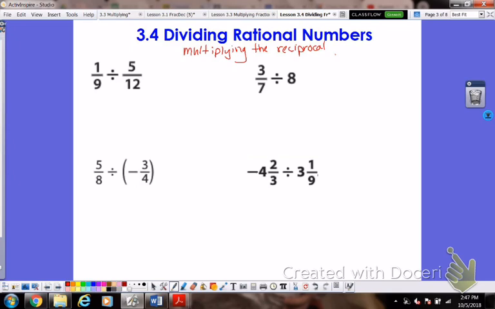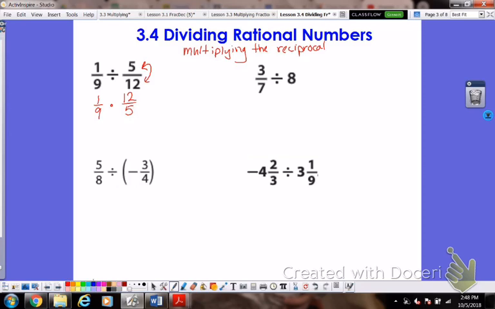Okay, so 1/9 divided by 5/12. You keep your first fraction, we change division into multiplication, then we multiply by the reciprocal. The reciprocal means we're going to flip that second fraction. So 1/9 times 12/5. You may have heard keep, change, flip in the past. That's applying to this, but we want to start using the real vocabulary words. So dividing by a fraction means that we are going to multiply by the reciprocal.